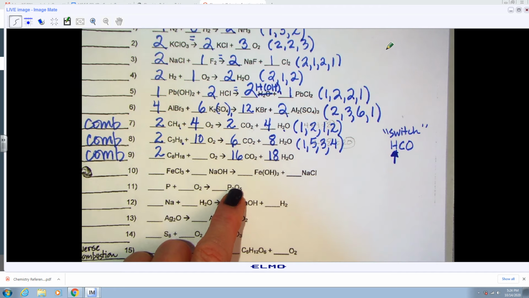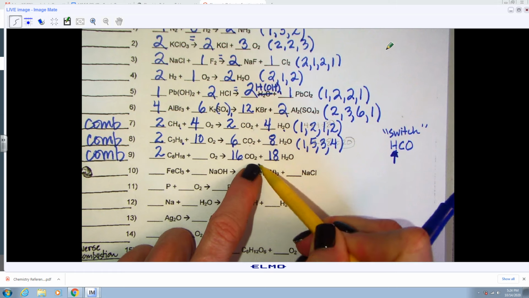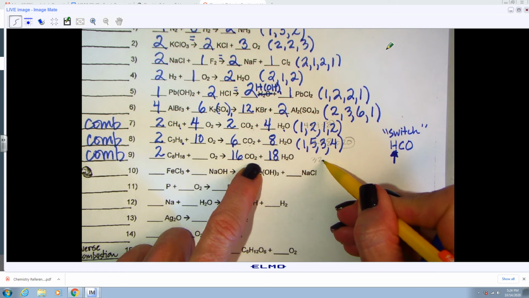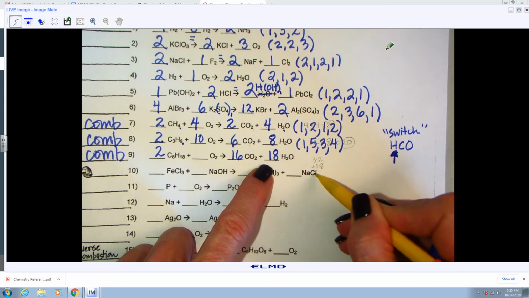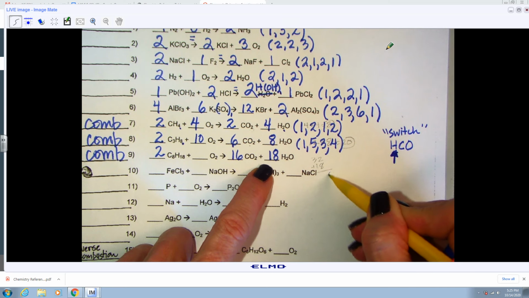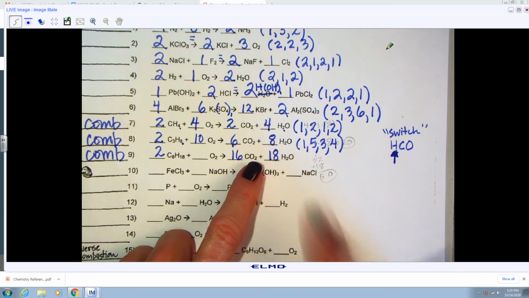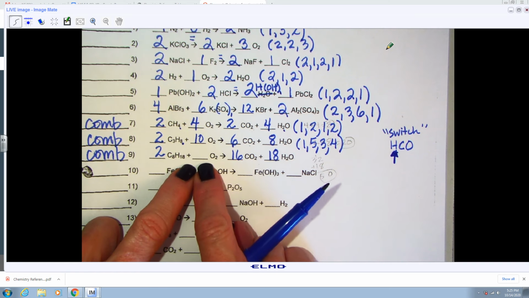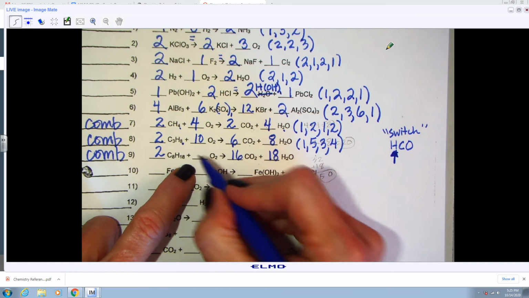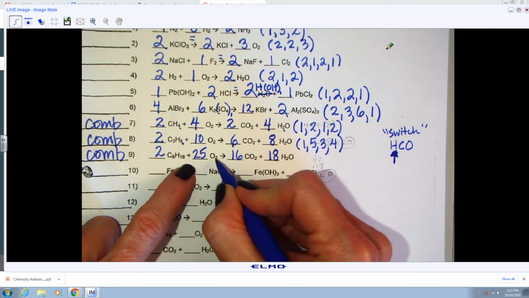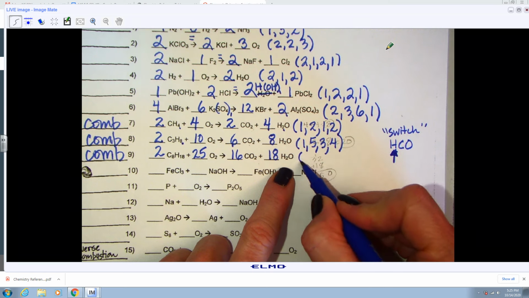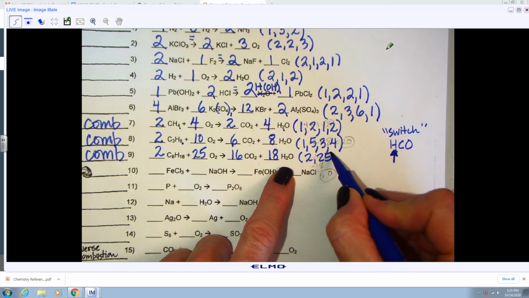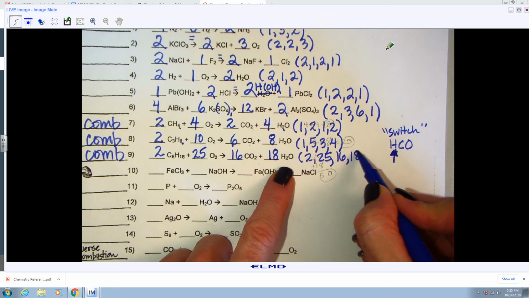Now let's look at our oxygens. 16 times 2 is 32. 18 times 1 is 18. And 32 plus 18 is 50. I have 50 oxygens on the product side. So how can I get 50 on this side? Well, 25 times 2 is 50. This cannot be reduced, so your final answer is 2, 25, 16, and 18.